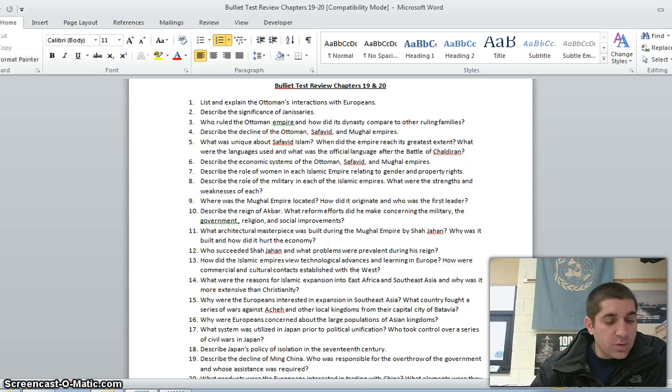Number 4, describe the decline of the Ottoman, Safavid, and Mughal empires. In the Ottoman Empire, local officials hoarded wealth. The ability of individual sultans declined, meaning that the ability and skills as a leader declined. Locals abandoned their land because there were oppressive demands put on them.